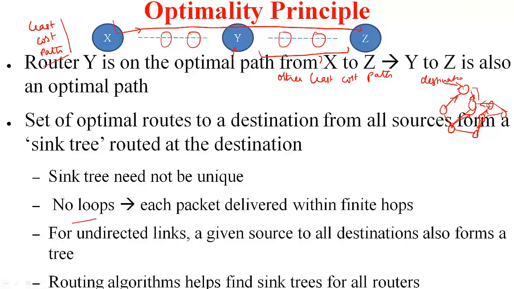So in this tree, you are trying to find out the shortest path from different sources to this particular destination. But if you flip it, where this becomes the source and you are trying to find out what is the shortest path to all these other nodes, because the graph is undirected, the same tree will work. So the goal of the routing algorithms is to help find such sink trees for all the routers. So I hope this makes it clear as to what we are trying to achieve as part of the routing algorithms.